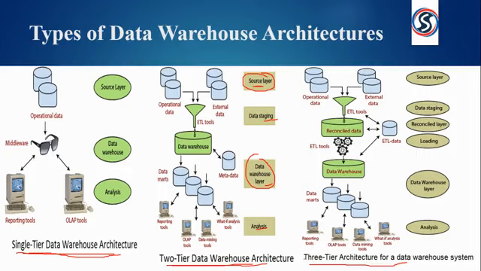Now coming to the third, three-tier architecture for a data warehouse system. So here the three-tier data warehouse architecture type is the most common type of modern data warehouse design, as it produces a well-organized data flow from the raw information to the valuable insight.